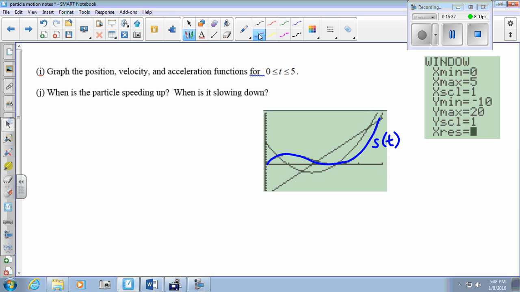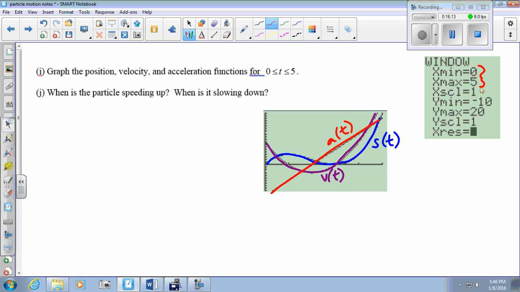Our velocity was a quadratic function, 3t squared, and so on, so that is the parabola. And our acceleration function is a line. It was a linear equation, 6t minus 12. So here is your graph, and again, I just used the calculator to get this. Notice it said we were only looking from t equals 0 to t equals 5, which is why your x min and x max are 0 and 5.